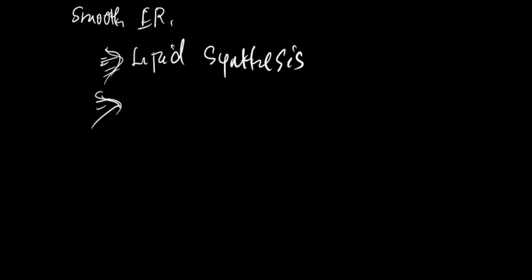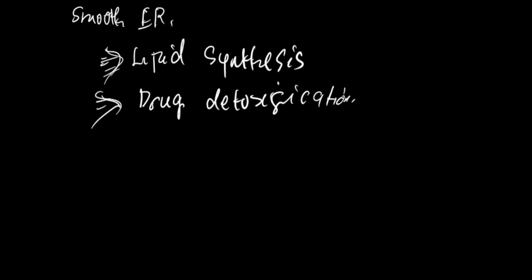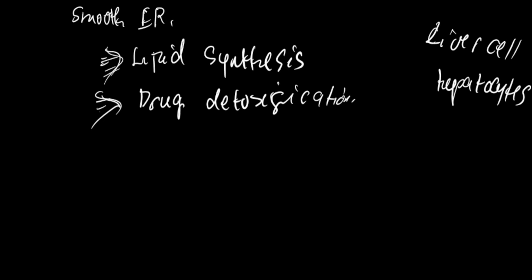Another function of the smooth endoplasmic reticulum would be drug detoxification. Now, as we're going to see, there is a lot of smooth endoplasmic reticulum in the liver cells, or hepatocytes. The liver is an organ in the body that plays the role of drug detoxification alongside the kidney. So it's expected that the liver cells should have a lot of smooth endoplasmic reticulum. Particularly when considering drug detoxification, we take a look at an enzyme called cytochrome P450.